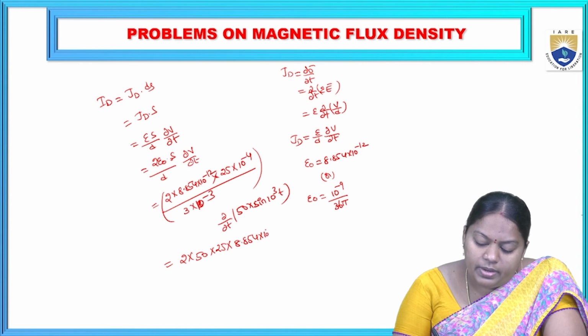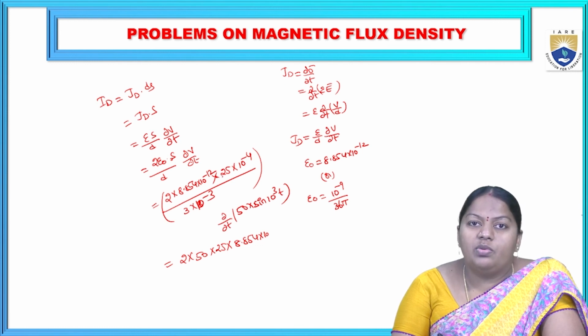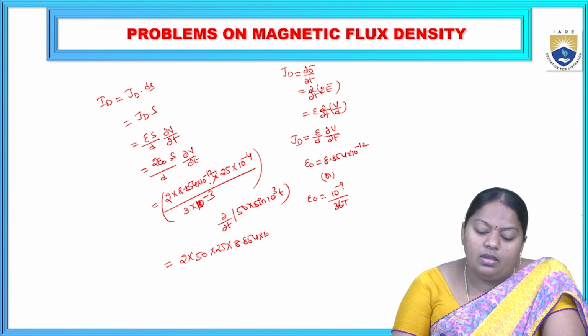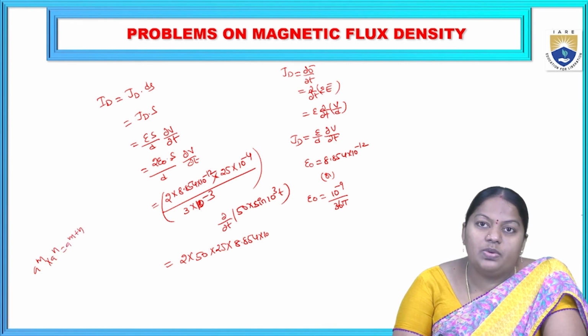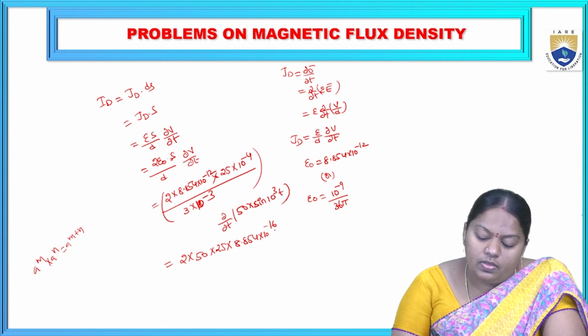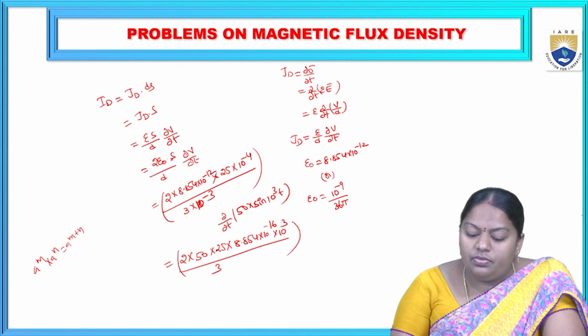8.854 into 10 power minus 12 and this is 10 power minus 4. It looks like a power m into a power n, and the formula is a power m into a power n is equal to a power m plus n. Then minus 12 plus minus 4 becomes minus 16, then into 10 power 3 by 3. This is the total. Then if you differentiate this with respect to t, ∂/∂t of sine becomes cos 10 cube t into 10 cube.